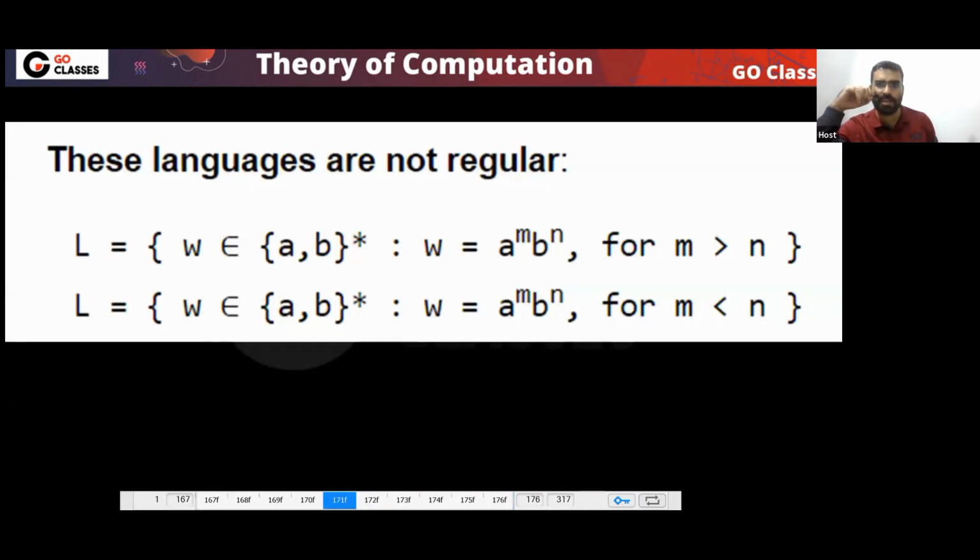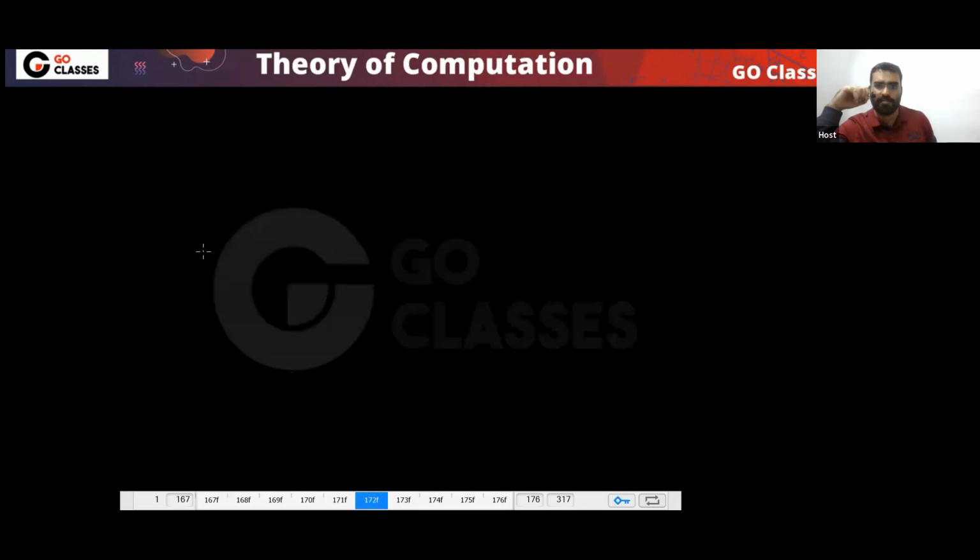Repeatedly. Now let's see this one. Can you give me set S for this problem? A power m, b power n, m is greater than n. This is your language. Your language is a power m, b power n, where m is greater than n.